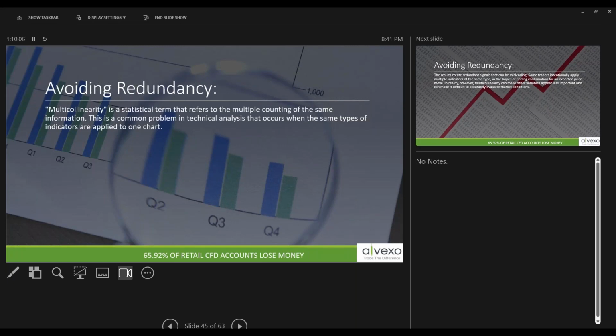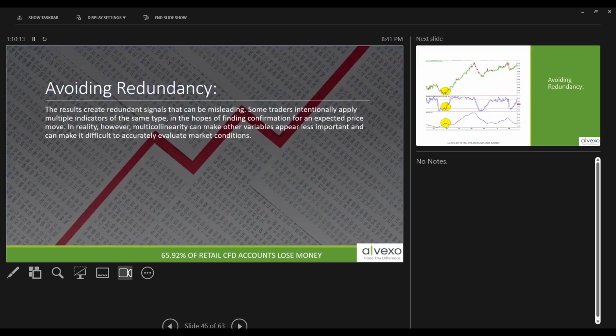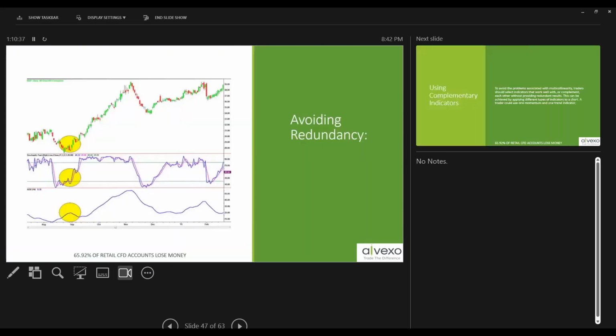This is a common problem in technical analysis that occurs when the same type of indicators are applied to one chart. The results create redundant signals that can be misleading. Some traders intentionally apply multiple indicators of the same type in the hopes of finding confirmation for an expected price move. In reality, however, multicollinearity can make other variables appear less important and make it more difficult to accurately evaluate the markets. So avoid redundancy.